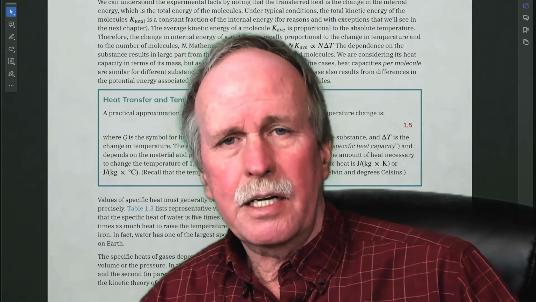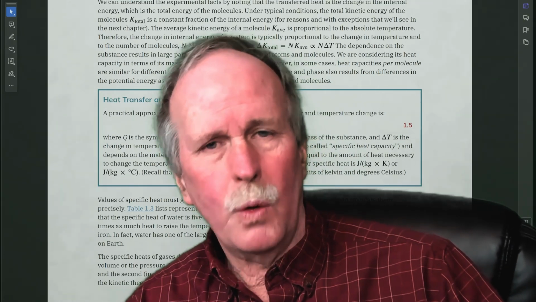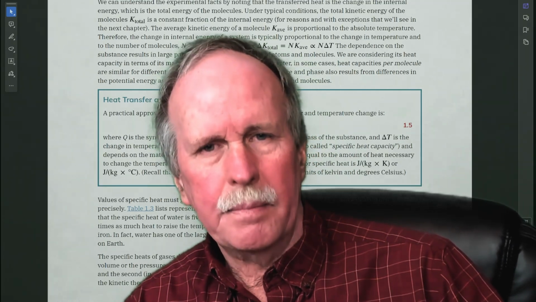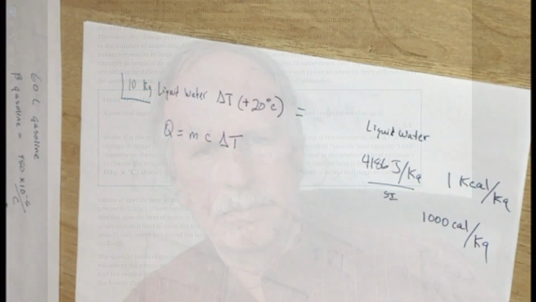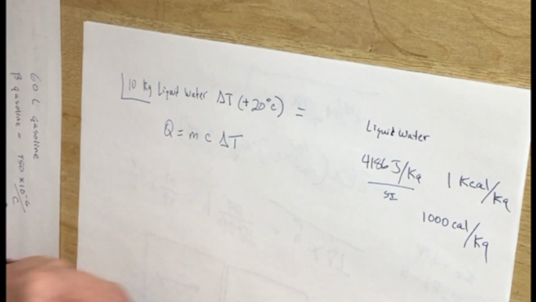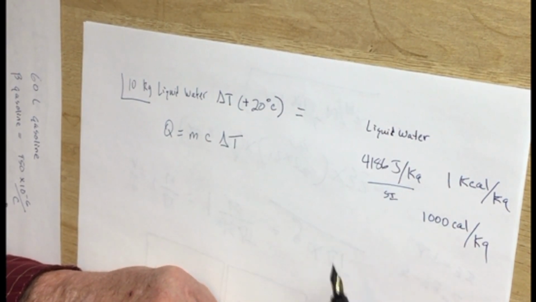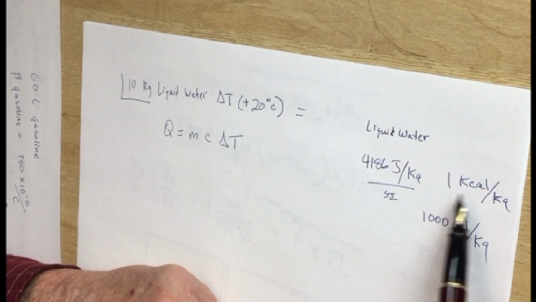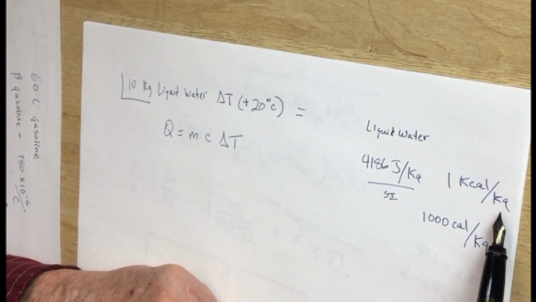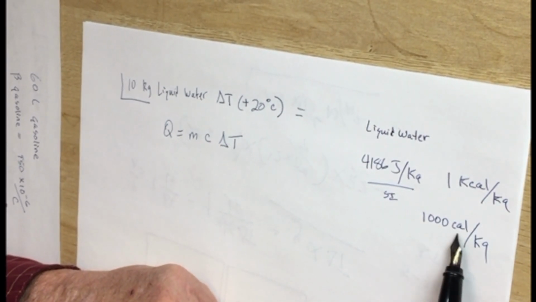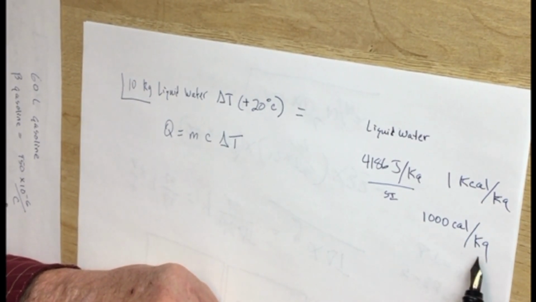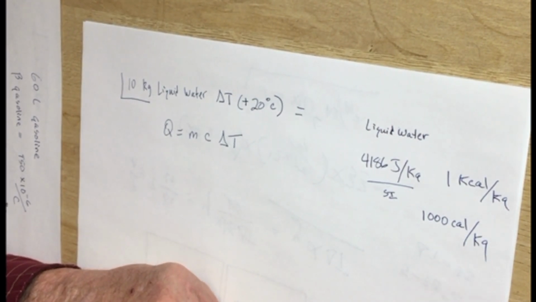So the heat capacity of liquid water, for example, is 1 calorie per gram per degree Celsius. Well, how much heat does it actually take to change the temperature of water? Well, let's go ahead and look at first the latent heat of water. Now in SI units, that's 4186 joules per kilogram. It's also 1 kilocalorie per kilogram of liquid water, or 1,000 calories per kilogram of liquid water, because a kilogram, of course, is 1,000 grams.